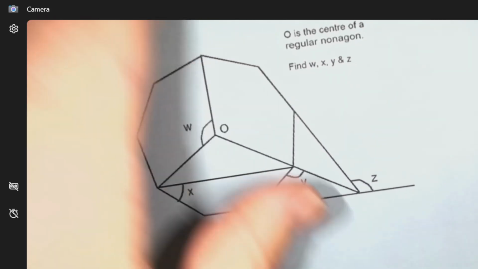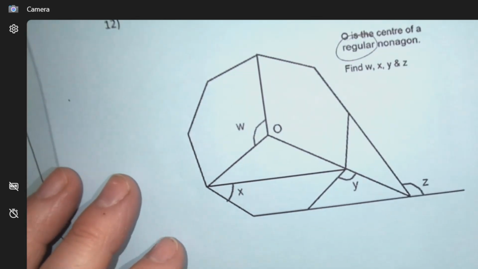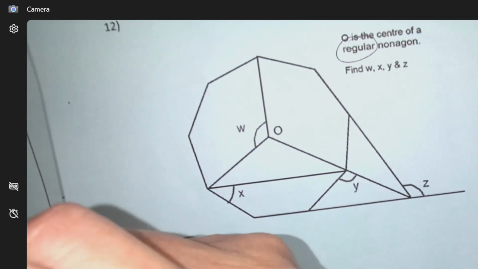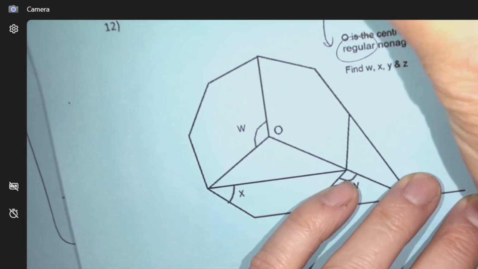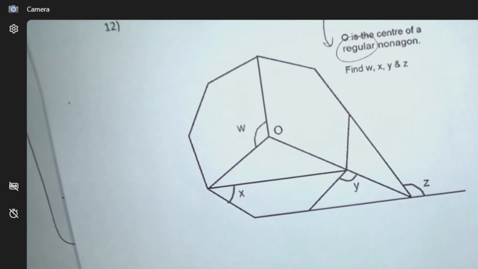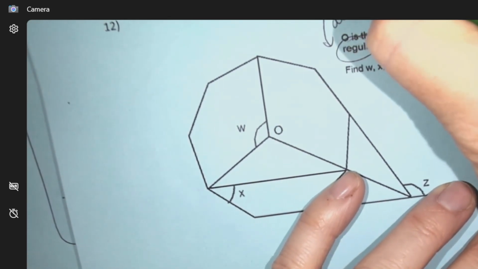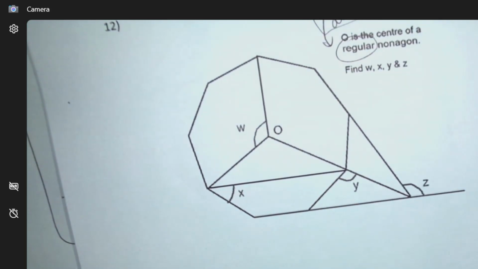Okay, the last one. This is a regular nonagon. Do you know what the word regular means? All sides are the same. If all the sides are the same, what else? All angles are the same. If that is a word you don't recognize, what could you do? Put it on your cheat sheet. Regular polygon definition: all sides and angles are the same in it.